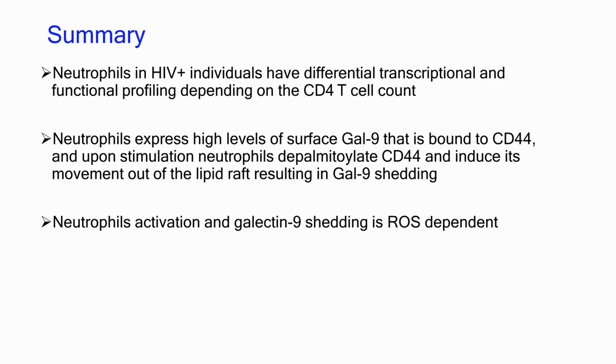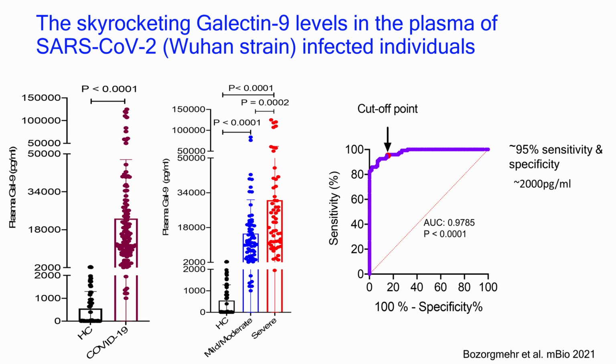I just summarize it here. So a couple of years ago when SARS-CoV-2 started, we started looking at galectin-9 in the plasma of patients. And you can see that COVID-infected individuals have skyrocketing levels. We have never seen this level of galectin-9 in the plasma. And then when you divide patients into moderate and mild, meaning those who stay at home or go to the hospital ward, and severe, meaning ICU admitted, the ICU-admitted patients had significantly more elevated galectin-9 in their plasma.